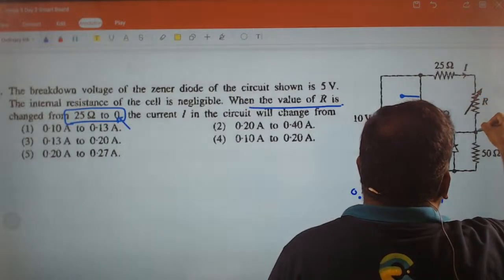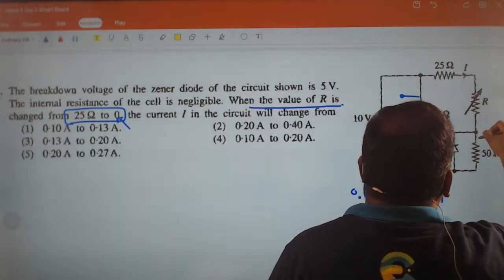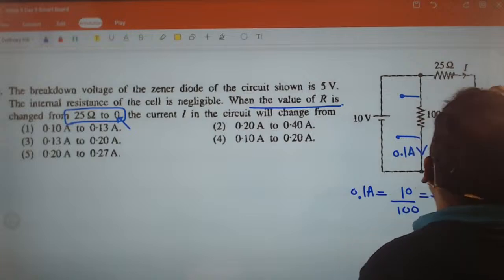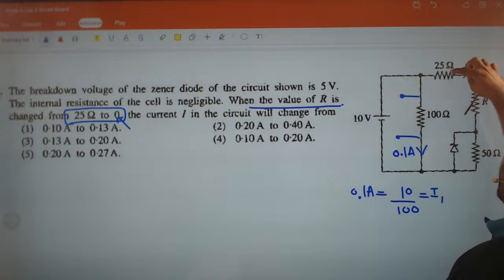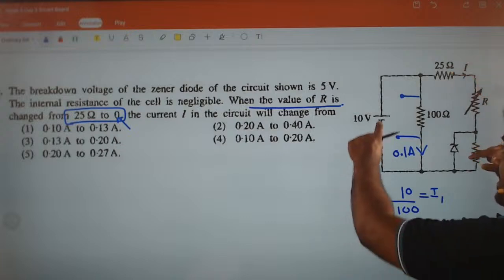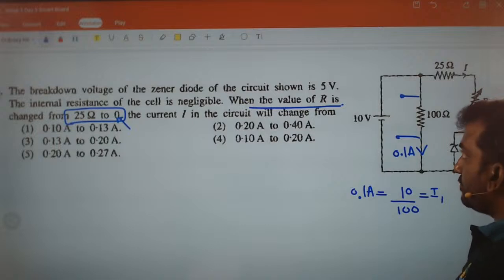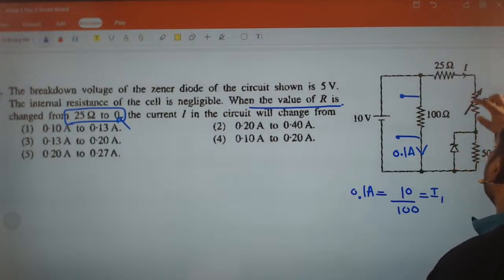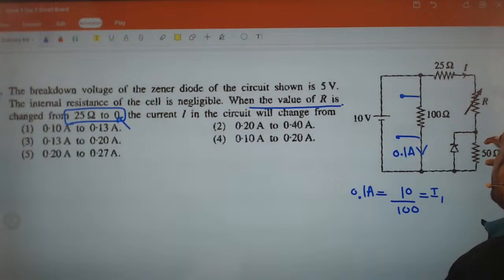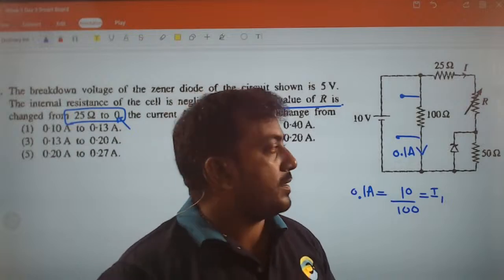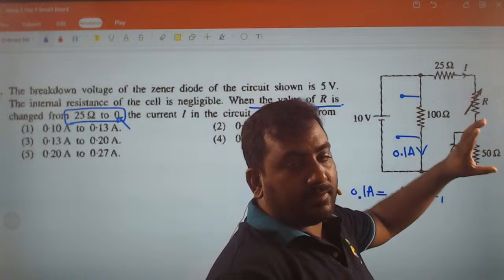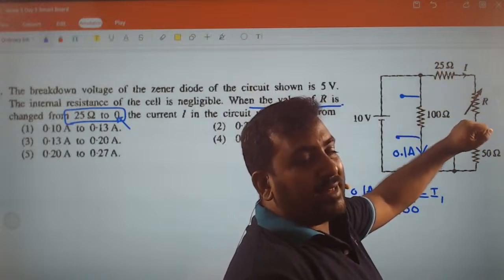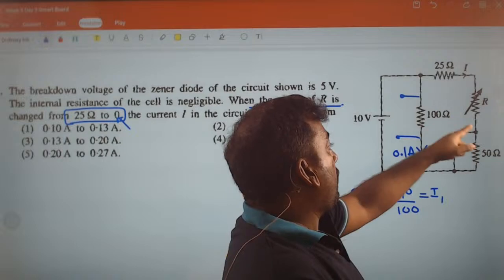Current will pass through this and the voltage is checked. Greater the voltage on top, lesser the voltage here. If this is 25 and this is 50, the voltage will divide: 5 volt, 5 volt. If this is 0, this is 50, this is 25, voltage here is more, which means voltage there is more. Understood? Here 25 and here 50, the voltage will divide equally, so the voltage there will be 5 volt, 5 volt.